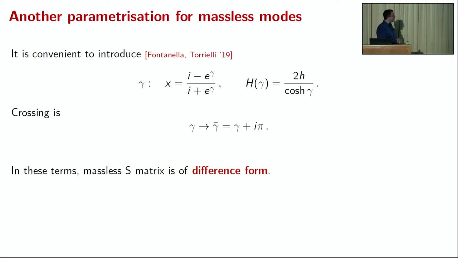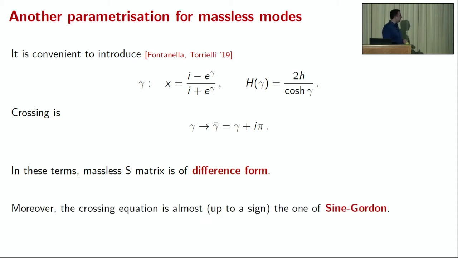And what is more, the S matrix for the massless guys is of difference form when you use this parameterization. So you start thinking that maybe you can solve this in terms of some relativistic dressing factor. And in fact, up to a sign in the crossing equation, which was initially missed, one gets that the crossing equation looks very much like the one of Sine-Gordon. Okay, very well.